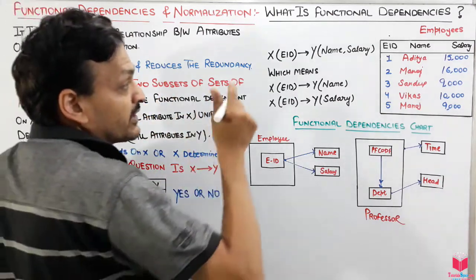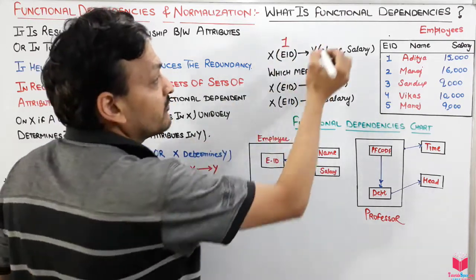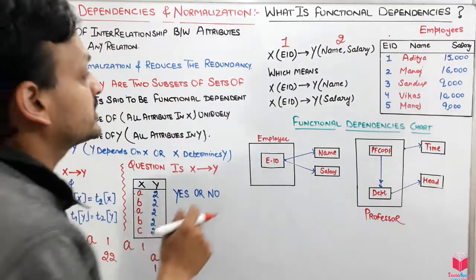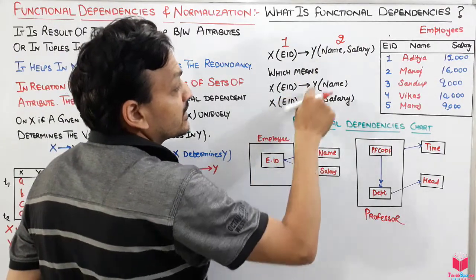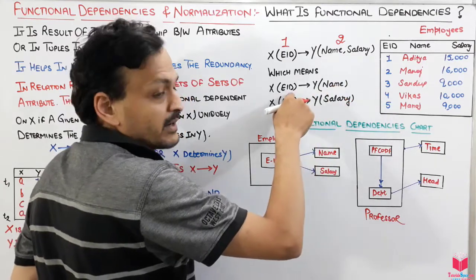That means we can also represent it like this: if we have one attribute here and two attributes there, then we can also write EID arrow name, that means name is uniquely identified by EID.